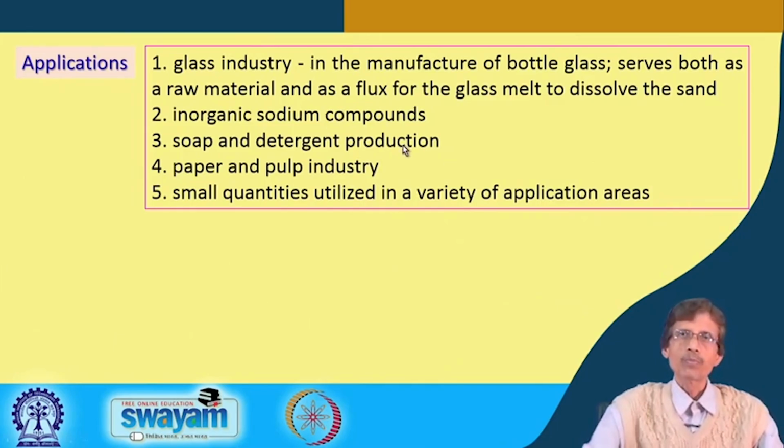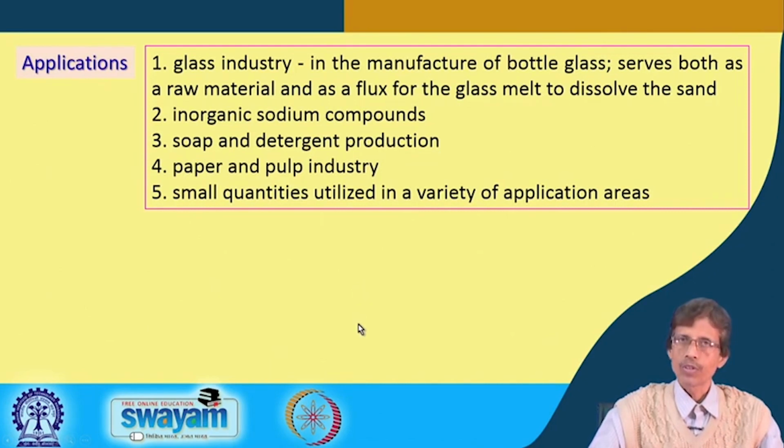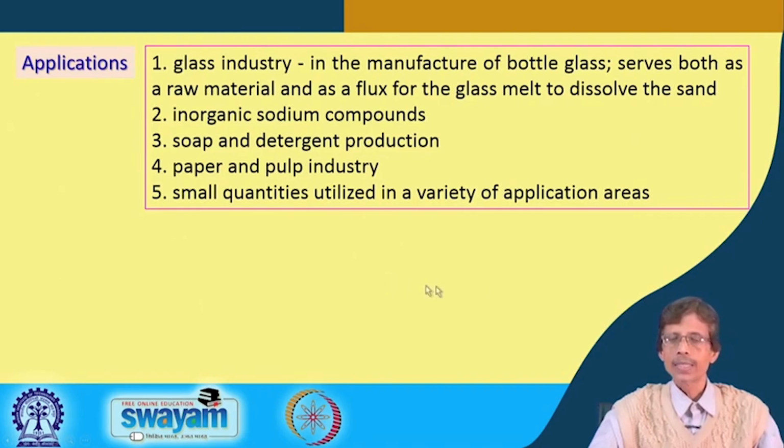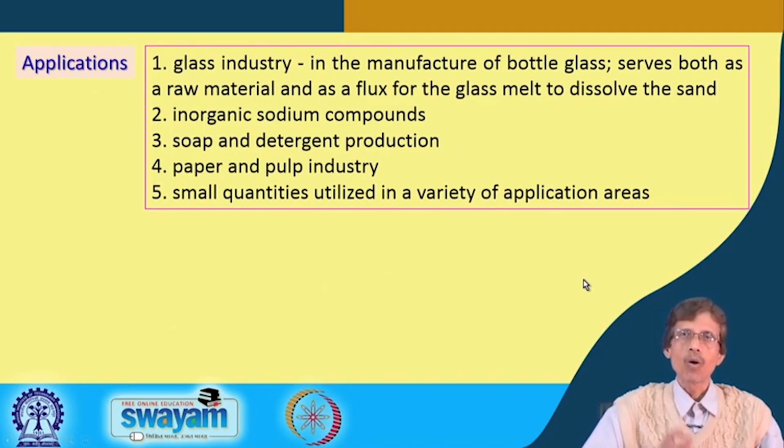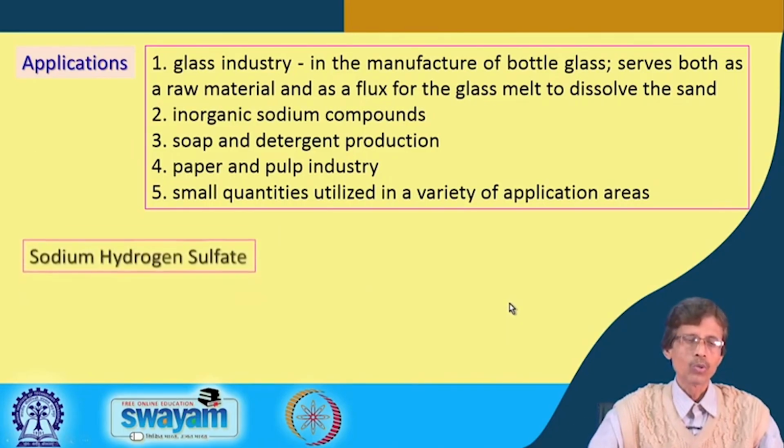Then there is soap and detergent production. The sodium salts of fatty acids are the soaps, and the sodium phosphates, triphosphates and other things are detergents. So there also we require sodium, because we require sodium everywhere. Then in the paper and pulp industry, sodium carbonate and bicarbonates are required, and small quantities are utilized in various application areas for making very small value-added materials, specialty chemicals or pharmaceuticals. We use these for the corresponding conversion to sodium salts.